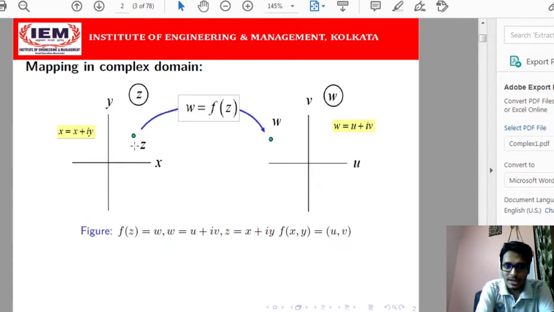Similarly, corresponding to z, I will get the image in the w plane, where the real axis is u and the imaginary axis is v. Then I will get a point w here. So w will be a point in the w plane. It has two components, real and imaginary part, so it can be represented in the form of ordered pair u comma v. If I vary the value of z, I will get different points in the z plane, and corresponding to all those points, I will get their images in the w plane.